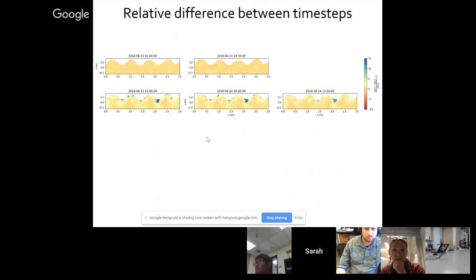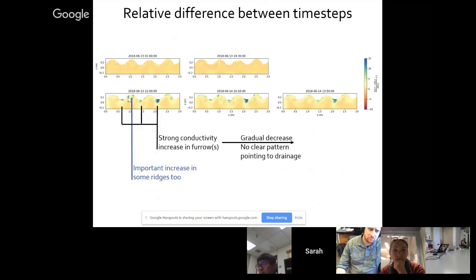We do see, for example here in the beginning, that we also have some ridges where water is arriving. It's not only in the furrows. So we probably have a mix between the processes that I described in the beginning. Qualitatively, that's what we see. We have this strong conductivity increase, then it gradually decreases over time, which is also logical.